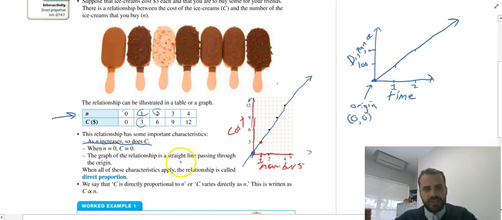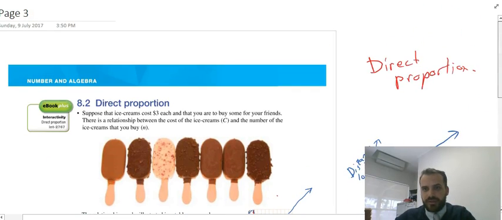The graph of the relationship is a straight line passing through the origin. That's what I just said. Important note: straight line passing through the origin. When all of these characteristics apply, the relationship is called direct proportion. That's the thing we're learning about, direct proportion.